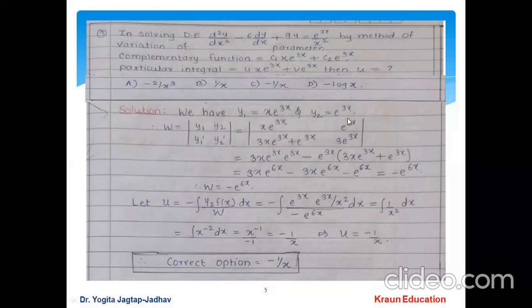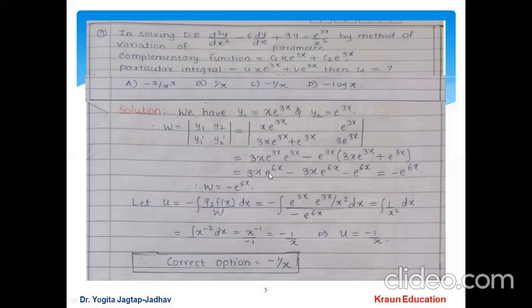Now see, derivative of e raised to 3x is what? 3 e raised to 3x. Now try to solve this 2 by 2 determinant by taking cross multiplication. We have this term. First term is what? 3 into x e raised to 3x into e raised to 3x minus, just take this second diagonal, that is e raised to 3x into 3x e raised to 3x plus e raised to 3x. Right now, as the base is the same, we can take the addition of the indices.